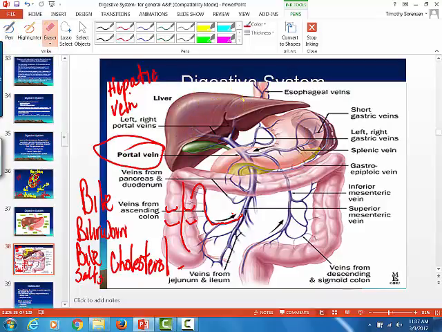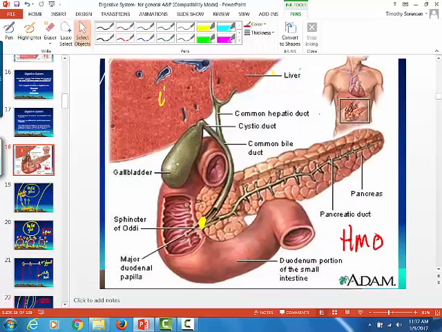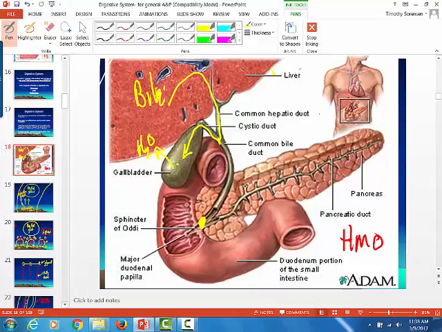When the liver makes that bile, so where did you make the bile? In the liver. That bile is then dumped from the liver, and it gets stored in the gallbladder. So the function of the gallbladder is simply to store bile and to dehydrate it. So the concentration of bile in the gallbladder is much higher than the concentration of bile that's produced by the liver. The bile that's produced by the liver is watered down. Bile in the gallbladder, concentrated.